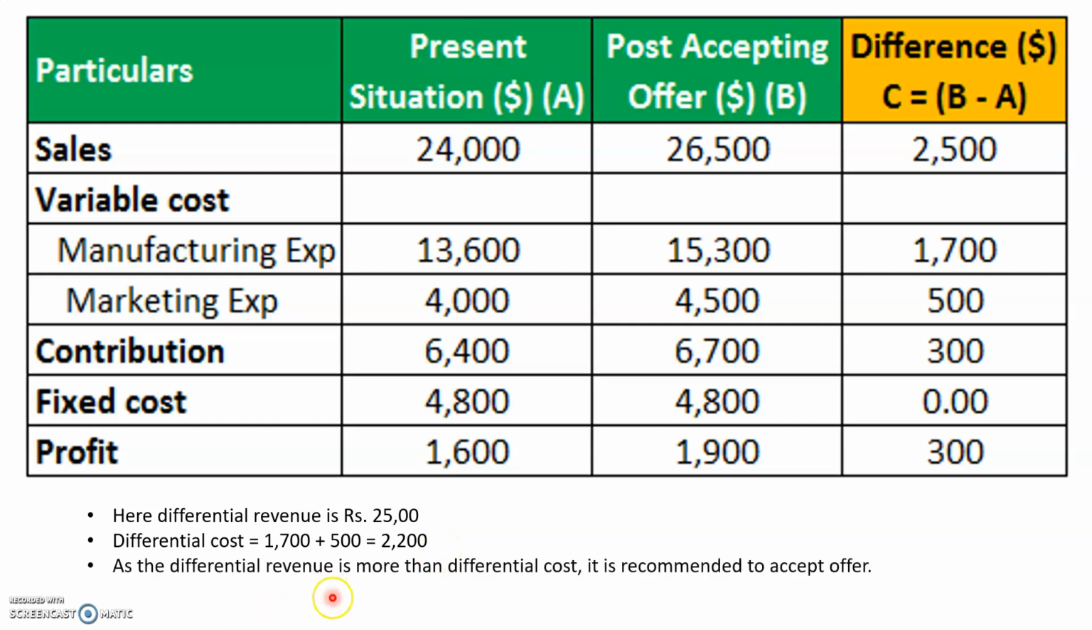As the differential revenue is more, in such a situation the decision will be based on this: when the incremental or differential revenue is more than the differential cost, the offer will be accepted. So here the revenue is more than the cost. The increase in the cost is 2,200, the increase in the revenue is 2,500. So that 300 is the difference in the profit, an increase in the profit by rupees 300. So it is better to accept this offer.